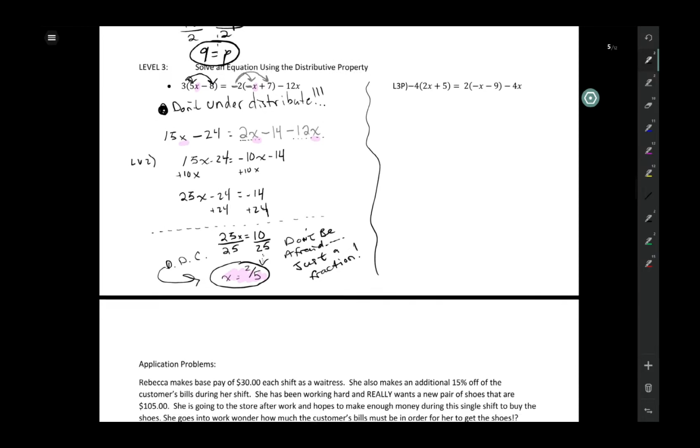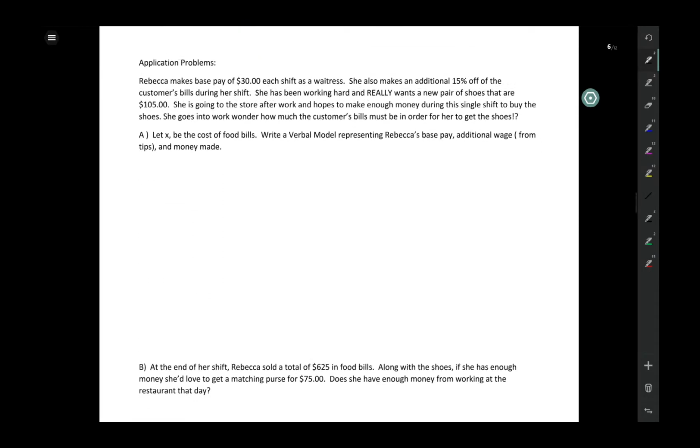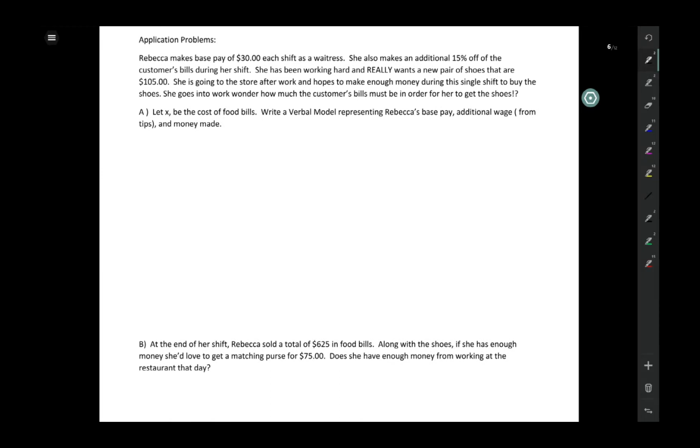Now, application problems. So we do need to focus on these because applications are really where the math is, okay? It's fine that you can do the concept stuff, but we just get so afraid of application problems. But this is where math is used, okay? Applications. Rebecca makes a base pay of $30, okay? Each shift she works as a waitress, okay? So every shift she's guaranteed $30. Okay? Helps to write things down.